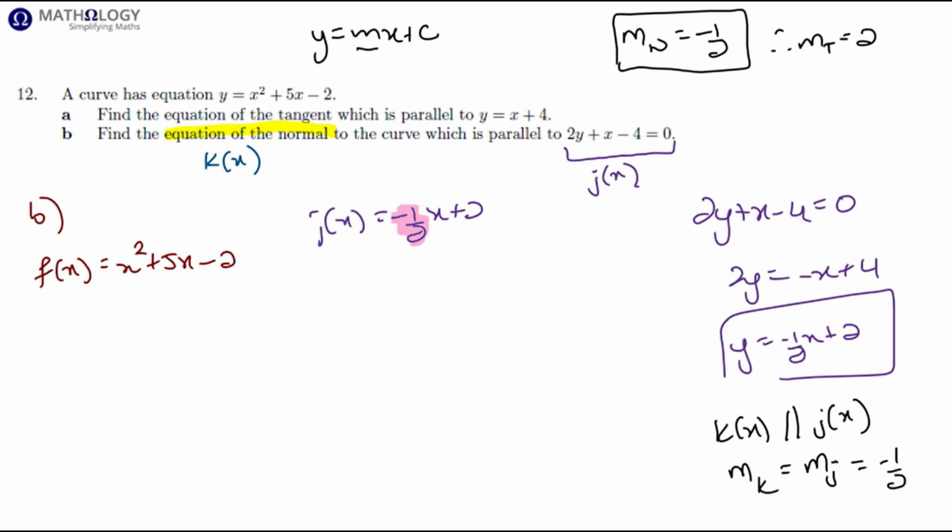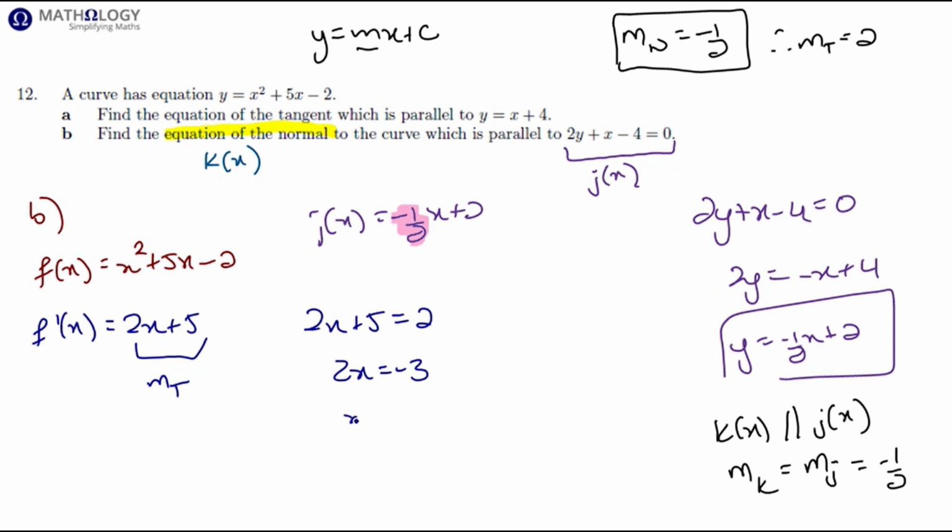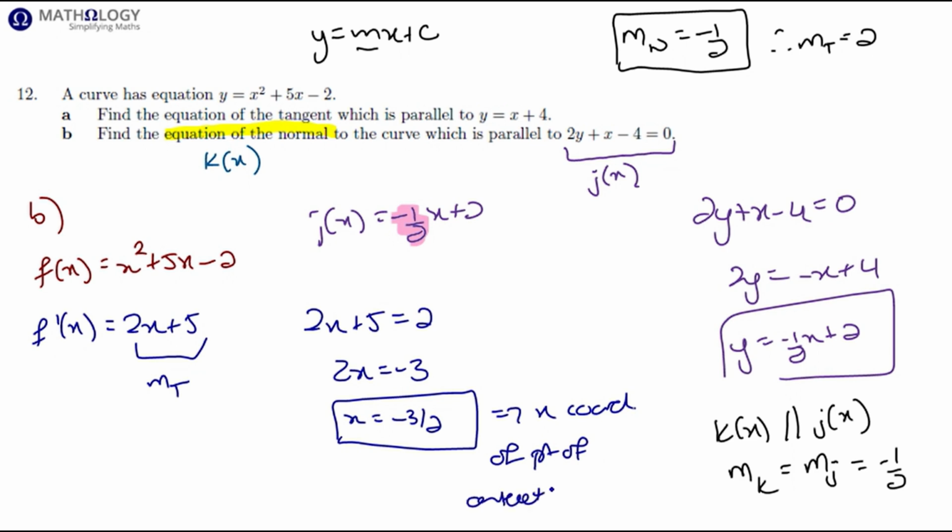That's important because we know that f prime x equals 2x plus 5 represents the gradient of a tangent, any tangent, to the curve f of x. Now, since we have the gradient of a tangent being 2, we can say that 2x plus 5 equals 2, 2x equals minus 3, x equals minus 3 over 2. x equals minus 3 over 2 represents the x coordinate of the point of contact between the normal and the curve.